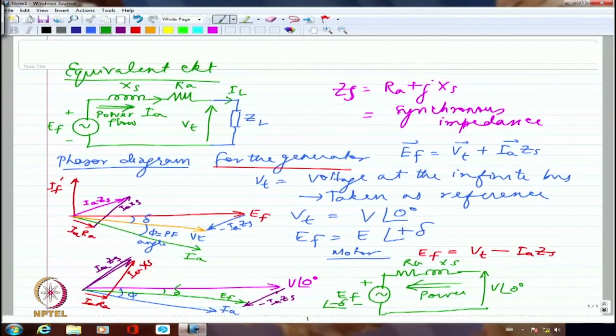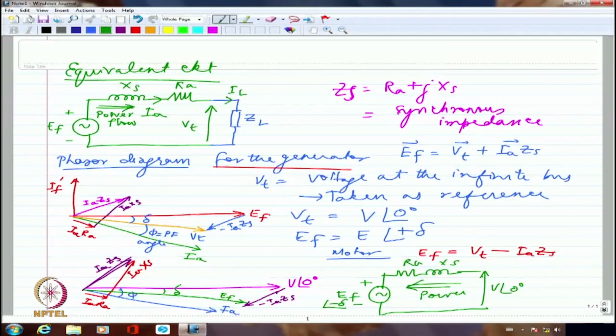If I say V is at angle 0, in one case EF becomes EF angle plus delta, which is the case of a generator, whereas EF angle minus delta is the phase angle in the case of a motor for the excitation voltage. Right? So whichever has the lagging angle is going to absorb the power. Whichever has the leading angle is going to supply the power.